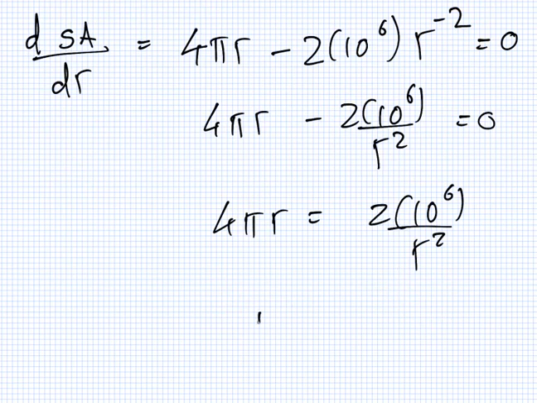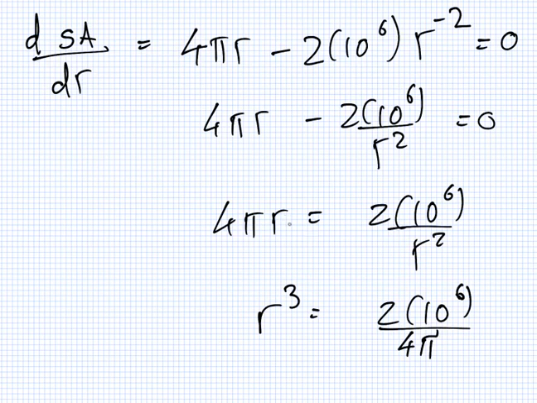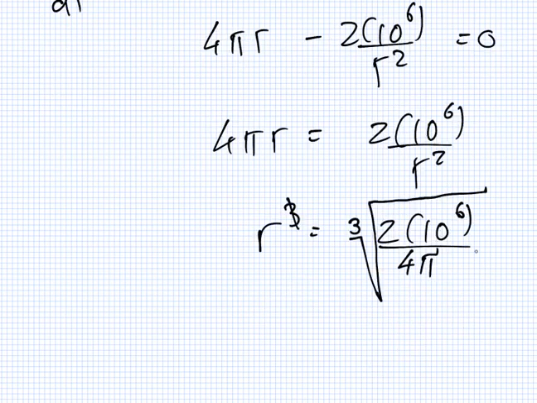So you get R cubed equals 2 times 10 to the 6 over 4 pi, because I bring the R squared up to the left. So this is the cube root here. 54.19. Since this is centimeters, I'll just do it to the nearest centimeter. So what did you say, 54 then? Centimeters.